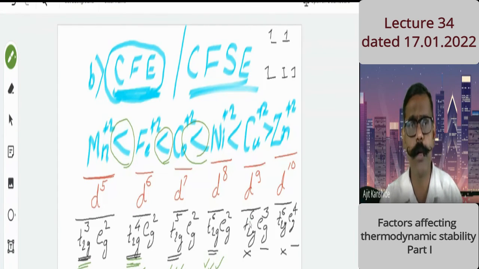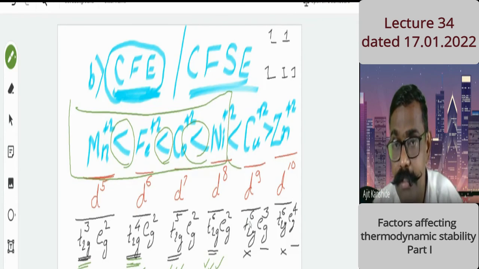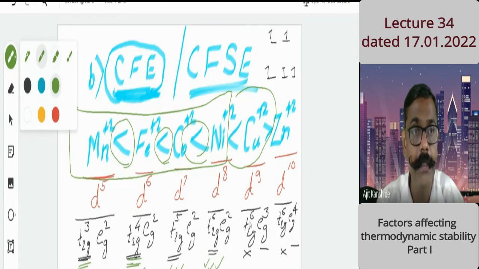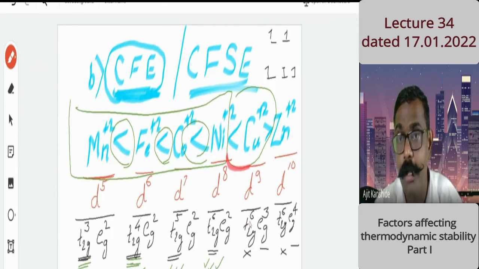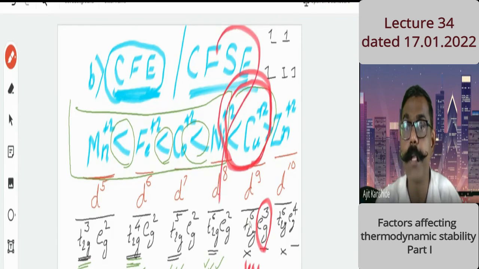Up to here I am able to understand. It is simple, because electrons are entering the low-lying T2G orbitals, and because of that stability will be there. But I can't understand how Cu plus 2 can be more stable compared to Ni plus 2, because as per our concept, electrons are entering the EG orbital, and if an electron enters the EG orbital, then it should be less stable. But what I am finding here is that it is more stable. It's a big question mark.